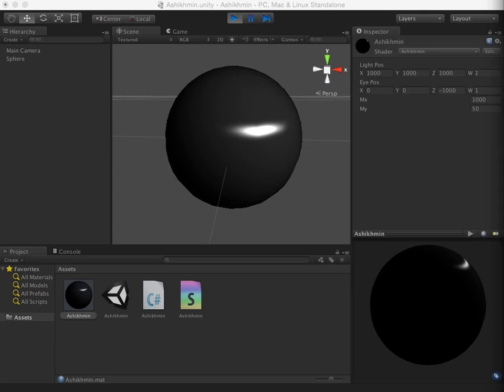Hello, this is another INB382 demo where we're going to have a look at the Ashikhmin Shirley shader. Try and say that 10 times very fast.